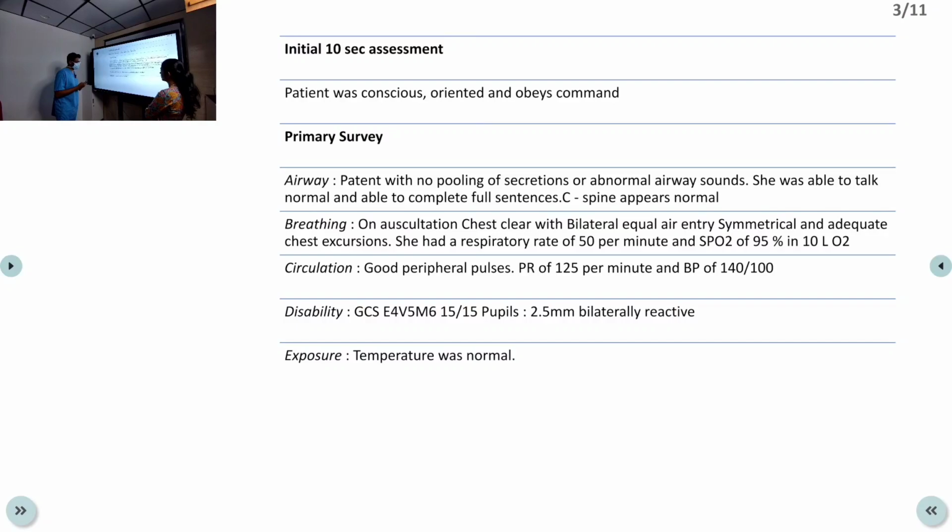In disability, on the Glasgow scale, GCS was full and the pupils were equally reactive, and the temperature was normal at that time. So in this patient, what all things are abnormal? The patient is having an elevated respiratory rate, desaturation, and tachycardia. Okay. Tachycardia, yeah.